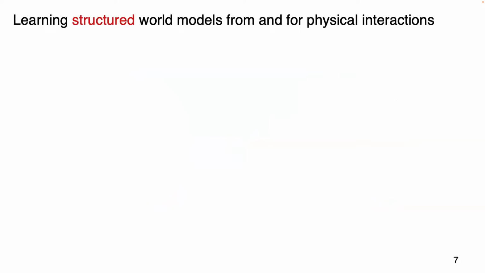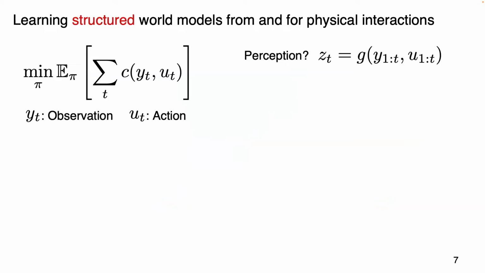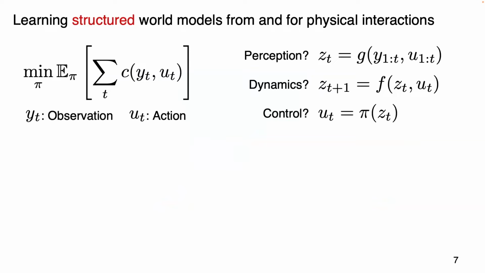To make the problem more concrete, we aim to minimize an objective function C, defined over the observation Y and the action U. And we have to think through three most critical constraints. The first one is a perception module that essentially maps the observations into some scene representation Z. Then is a dynamics module that predicts the changes in the scene representation when given an external action. Then is a control module that derives the control signal based on the scene representation to minimize the task objective.